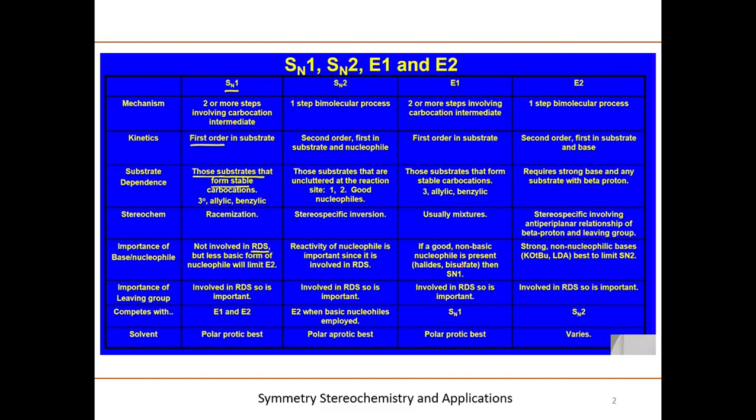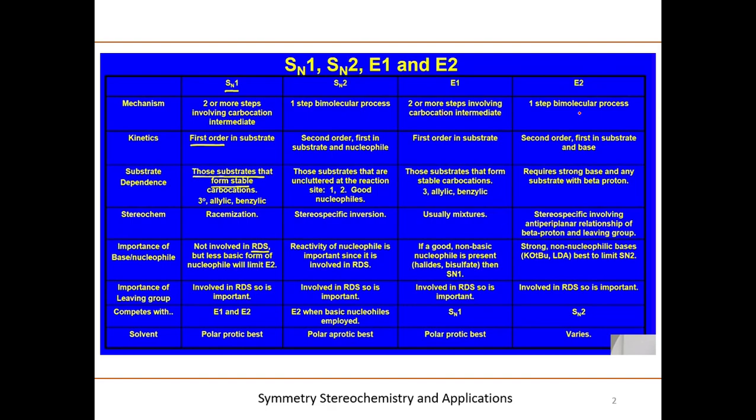We will discuss this later. It involves the RDS, so it is important, and the nucleophile and leaving group are involved in the determining step, similarly as in the SN1 and SN2 cases also. Now, as I told you, it competes with SN1, which means sometimes along with the E1 elimination reaction we are getting the product of the SN1 reaction also, and it is favorable in polar protic solvent.